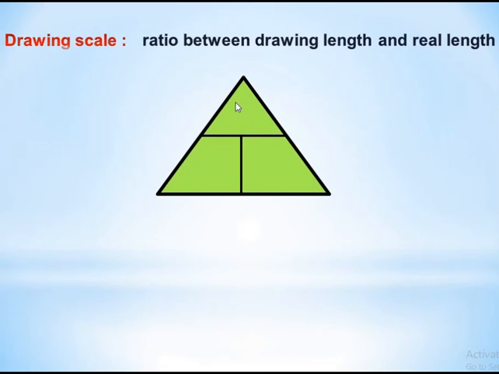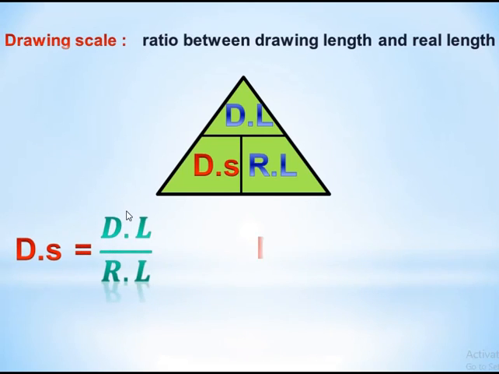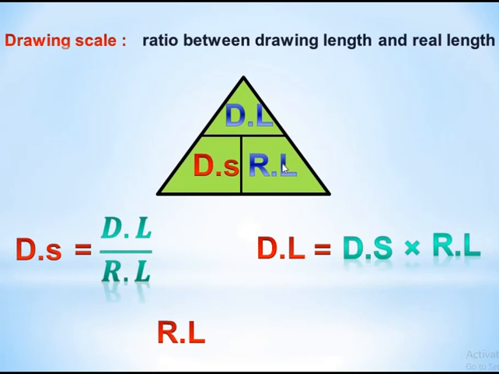So what are we going to put up? We will put drawing length up, and down we will put real length. So the relation is drawing length over real length. If I want to get drawing length, we multiply the bottom: drawing length equals drawing scale times real length. If I want to calculate real length, it will be drawing length over drawing scale. This is the magic triangle for the rule of drawing scale.